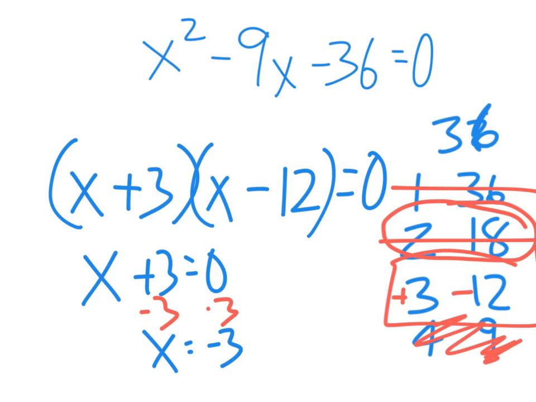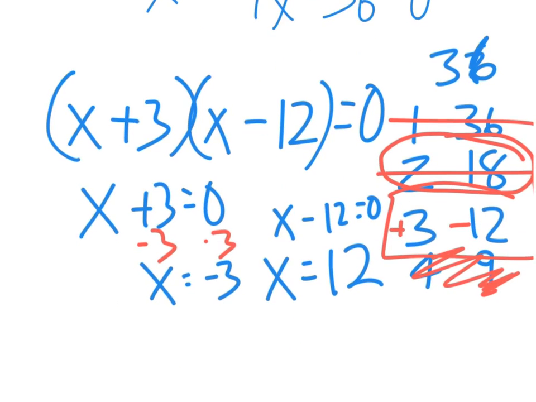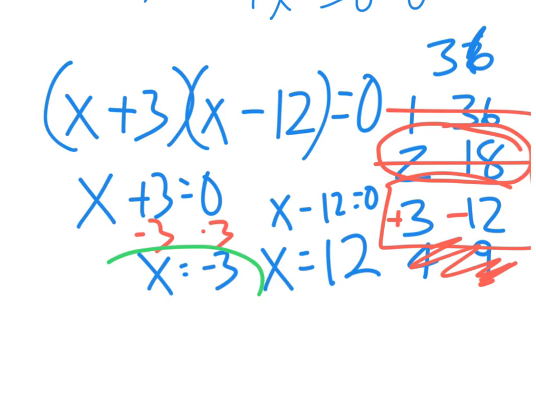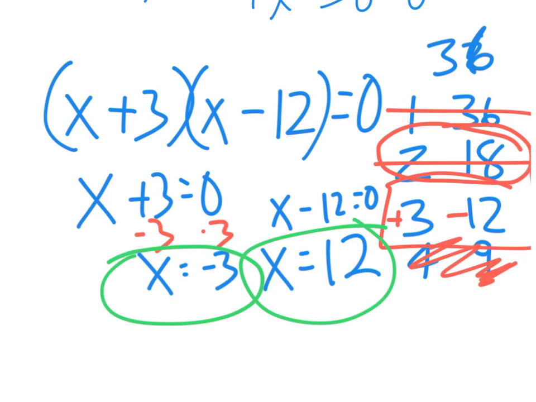And the second root, likewise, x minus 12 equals 0. X equals positive 12. So that, ladies and gentlemen, is our answer. X is negative 3 and x is positive 12.